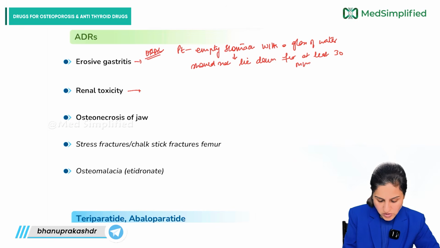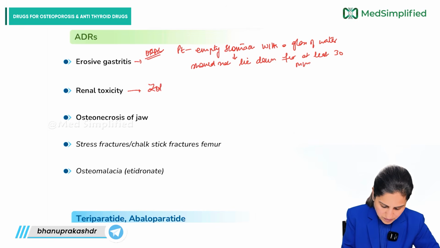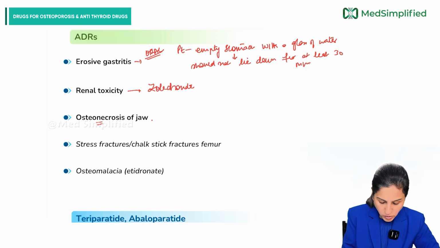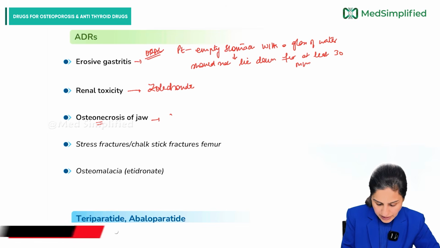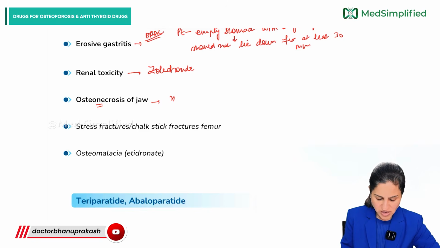Then it can cause renal toxicity, especially with highly potent drugs like zoledronate. Osteonecrosis of the jaw is more common. Again, it is seen with very, very potent drugs like zoledronate. Stress fractures or chalkstick fractures of the femur. Why?